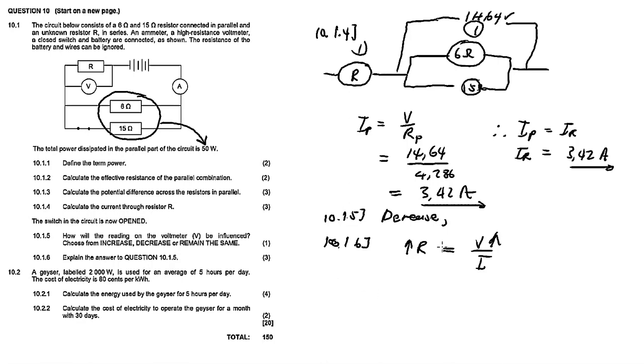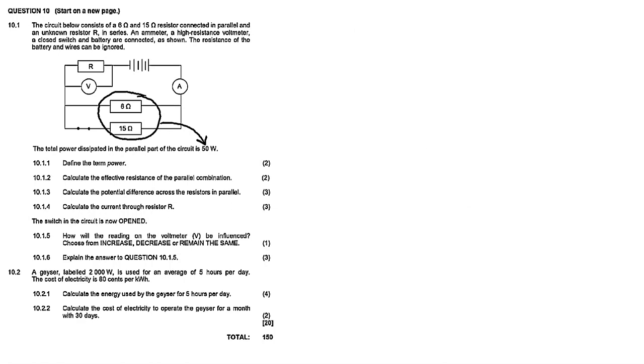10.2. And for 10.2, what do they want here? Okay, a geyser labeled 2000 watts is used for an average of 5 hours per day. The cost of electricity is 80 cents per kilowatt. Okay, here, it's the cost of electricity in this question.